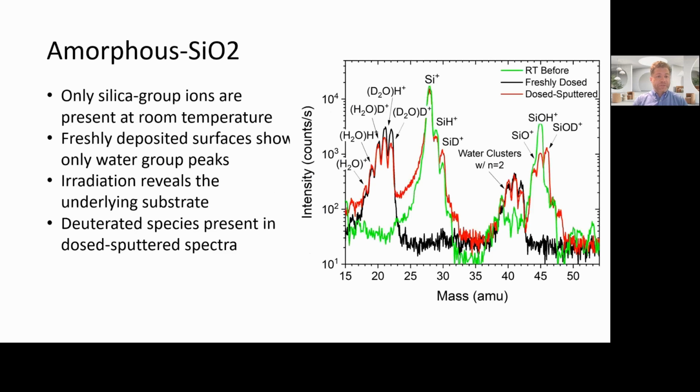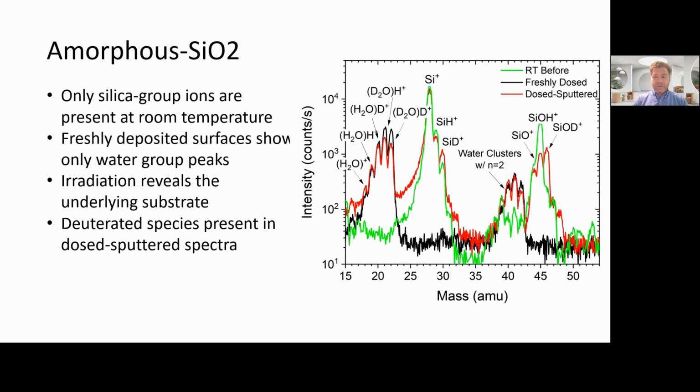So the first results that I'm showing are for the amorphous SiO2. And we see that at room temperature in the green spectra, we see exclusively just the silica group ions. So Si, SiH+, and then some SiOH+, a small peak, potentially due to the isotope of silicon. This is on a log scale. And so in the green spectra, this is most likely due to the silicon isotopes.